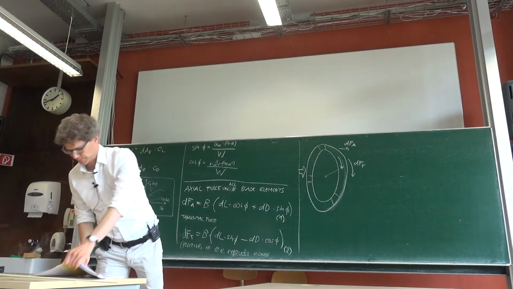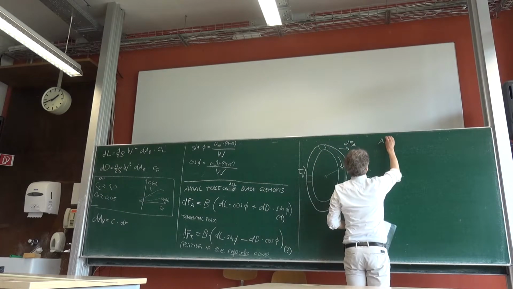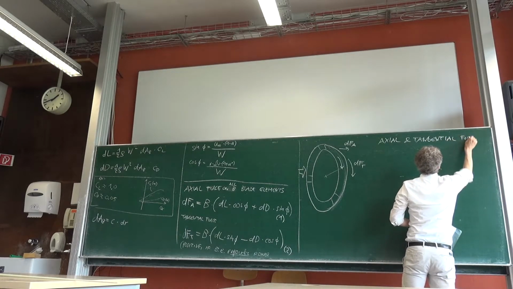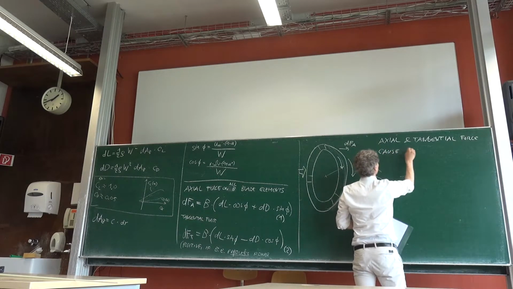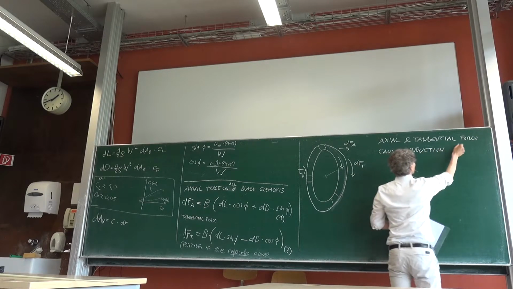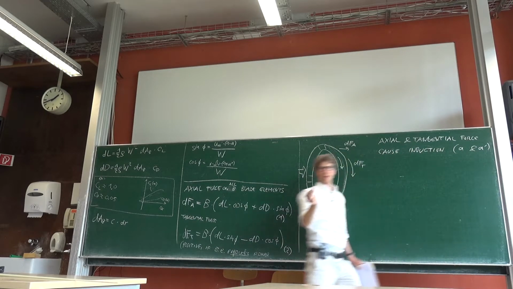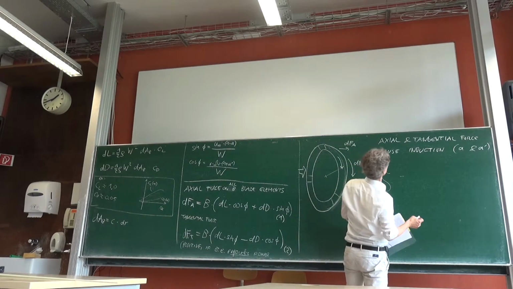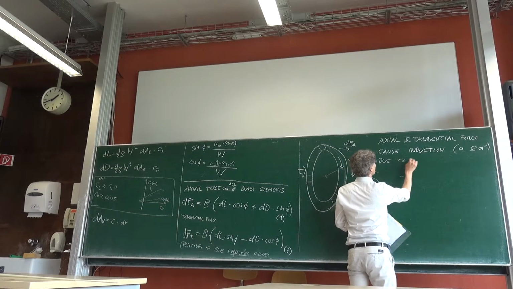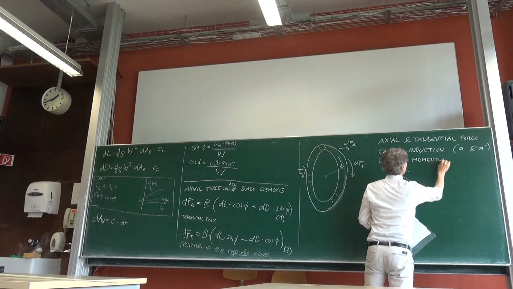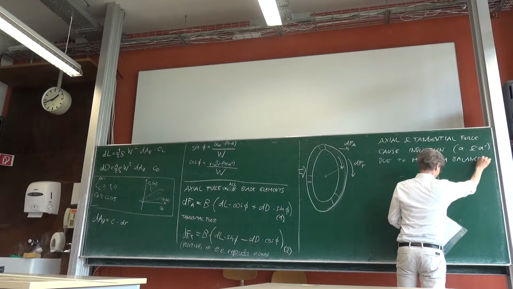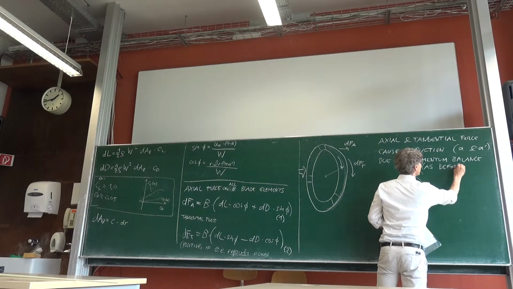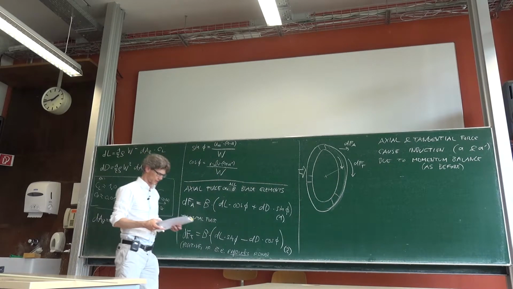So maybe first say axial and tangential force cause induction. And that means A and A prime. So these two numbers will be caused by our forces. Cause induction due to momentum balance. And this is actually as before, so it's not something new. It's exactly the same formulas that we had before in the actuator disk and in the rotor disk.